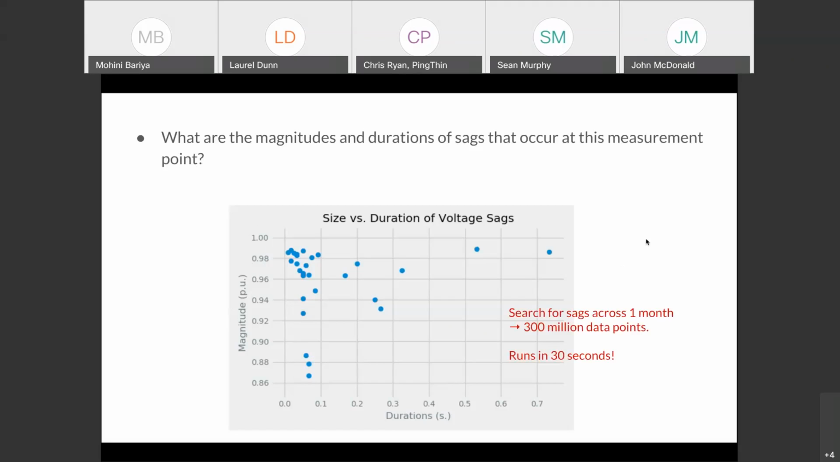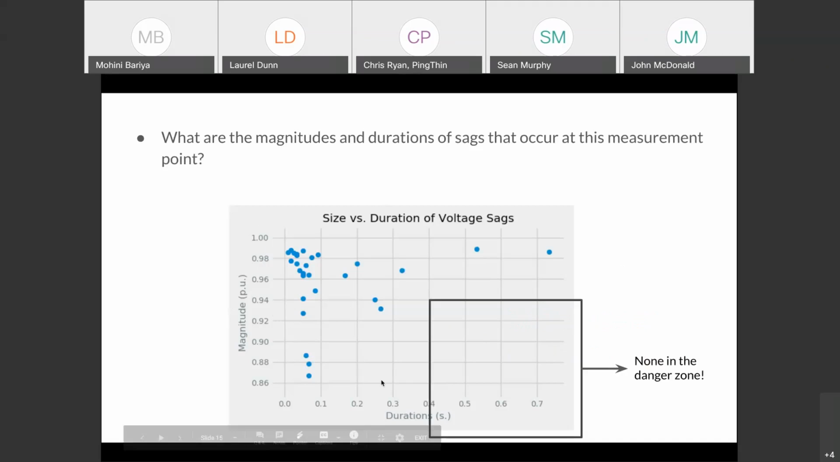And these sags were found over 1 month of data, so that's 300 million data points, and it ran very quickly. You saw that in the demo. So the interesting thing here to note is that I don't have any sags in the danger zone in this region, which is good. So on this system, I didn't see any large and long sags. So that's great news.